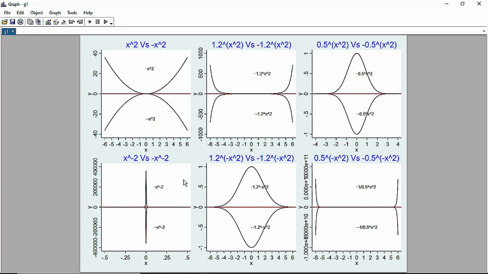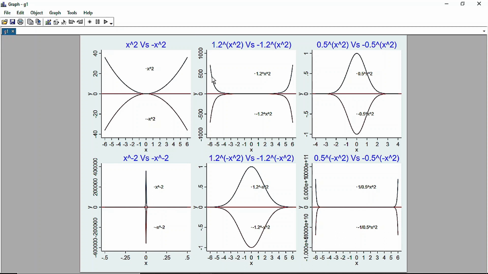So this is the combination of 6 graphs. Each graph contains the plotting of the first and the second. The second one is simply the reflection on the x-axis, because the value of y is negative in the second case. First one, x squared, gives us a parabola, and we want to introduce how the bell curve originates. And the second one is 1 by 2 to the power x squared.